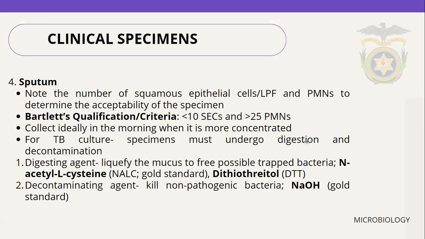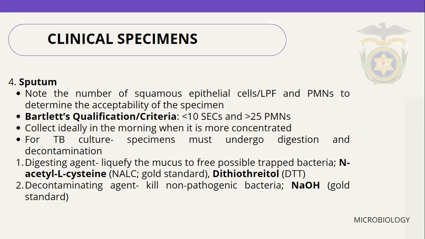Next, we have our sputum, and when we collect sputum, we should always note the number of squamous epithelial cells per low power field and PMNs to determine the acceptability of the specimen. This one is called the Bartlett's qualification or criteria, which requires less than 10 squamous epithelial cells and greater than 25 PMNs. Always remember, guys, that sputum may often be contaminated with normal flora, so that's why we should collect ideally in the morning when it is more concentrated.